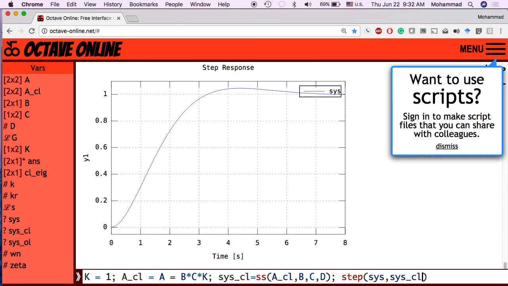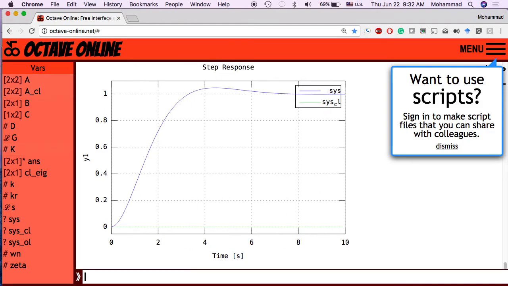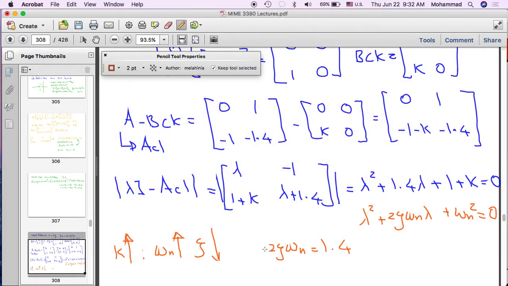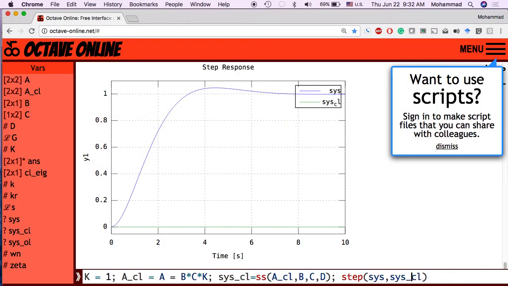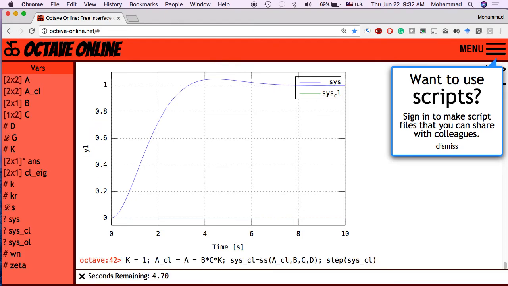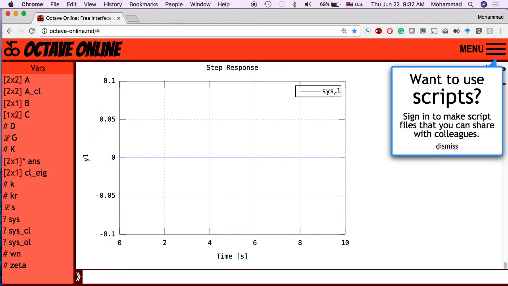Okay, so let's look at the step response. So again, because the steady state response is different, it's difficult to see them. So let me remove the open loop and then keep the closed. What did I do wrong? Yes. You have A, it's supposed to be A minus B, CK, you have A equals. Yeah, thank you. So let's put that back.